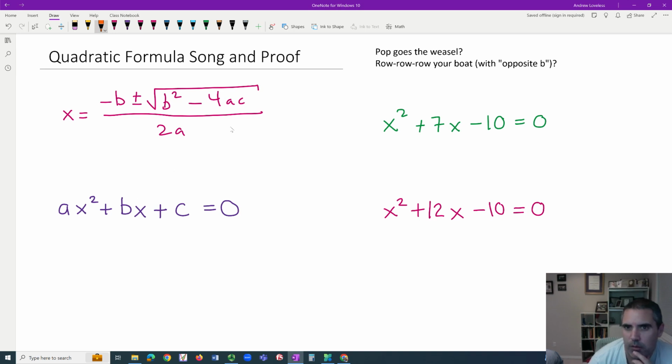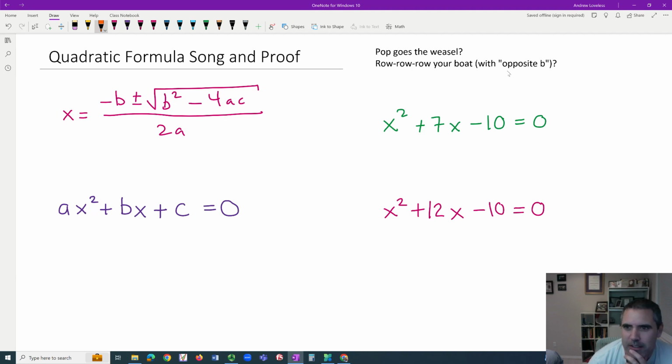Now, in searching online, I realized there's a bunch of other songs. What was it? X is equal to negative b plus or minus square root b squared minus 4ac all over 2a. And there's like raps for it. So many people have done this.